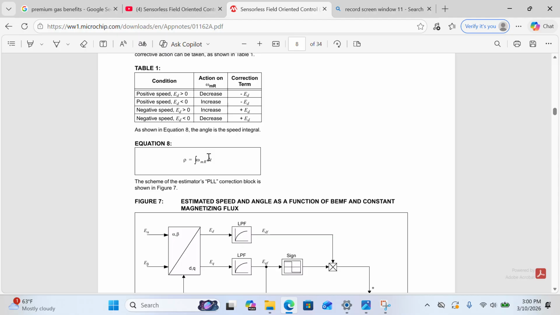And then after we get the rotor speed, you can integrate the speed into the rotor position.